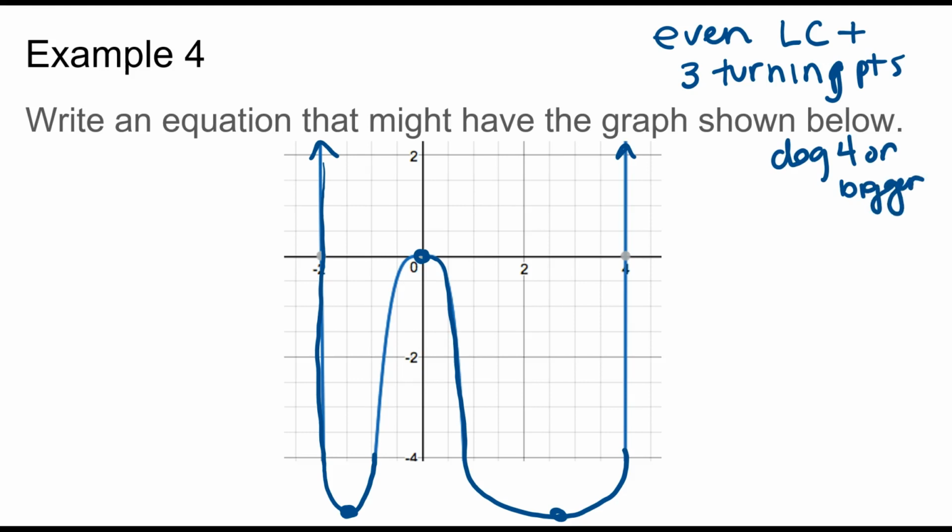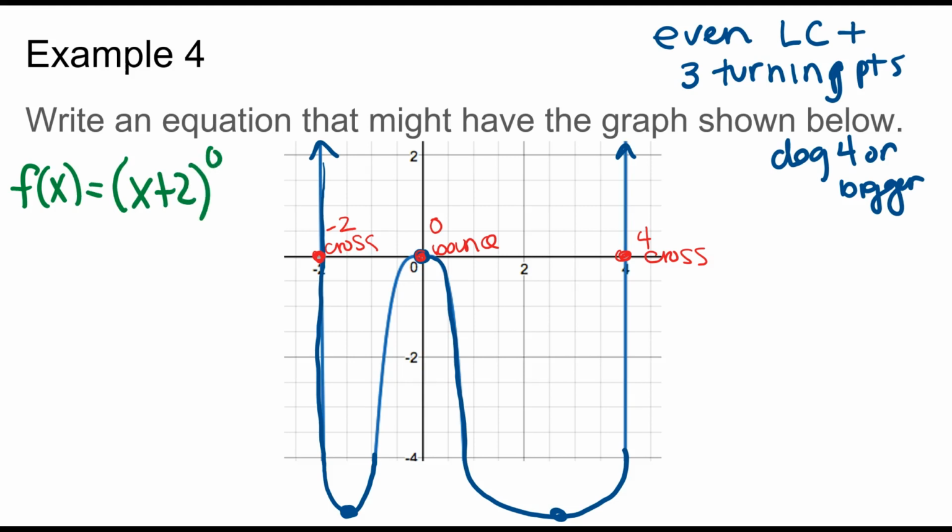All right, so now we're going to go through and label our zeros. So we've got -2, that's a cross. We've got 0, that's a bounce. And we've got 4, that's a cross. So now we'll write a potential function. So let's see, we've got f of x equals x, the 0 is -2, so the factor is x + 2, cross means odd. We've got a 0 of 0, so it's just x, bounce means even. We've got a 0 of 4, so the factor is x minus 4, cross means odd.